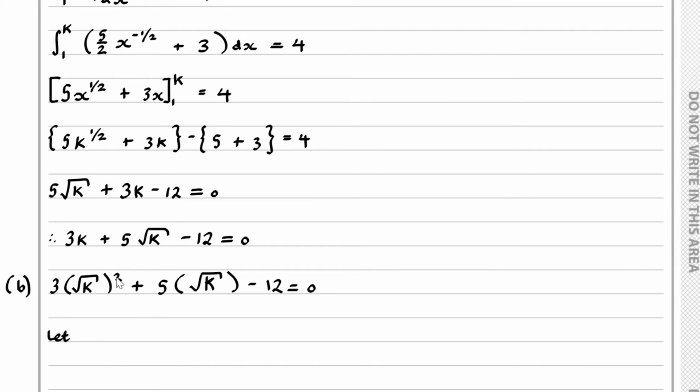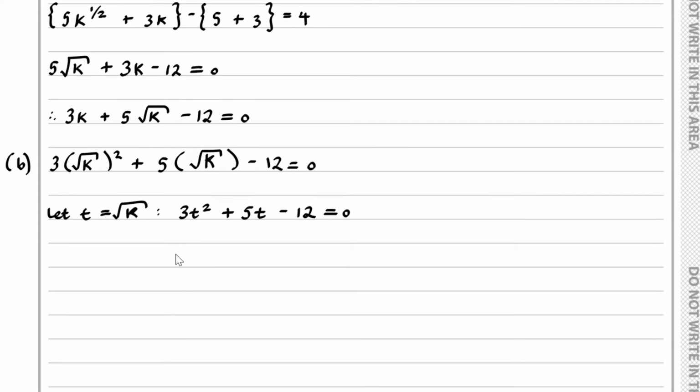The way we approach this question, we can make a substitution. So if we let t equal root k, we have 3t squared plus 5t minus 12 equals 0. And we can factorize this as 3t minus 4 lots of t plus 3, and all this is equal to 0. So therefore, t is equal to 4 over 3 or minus 3.